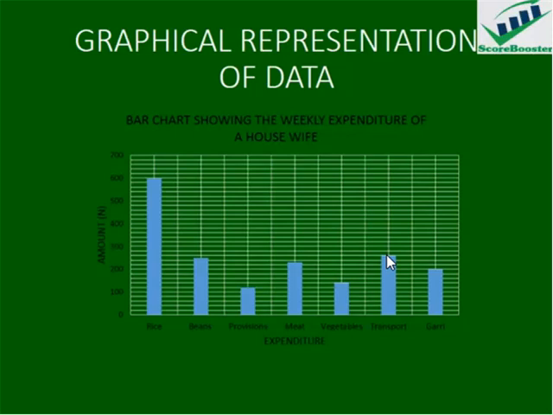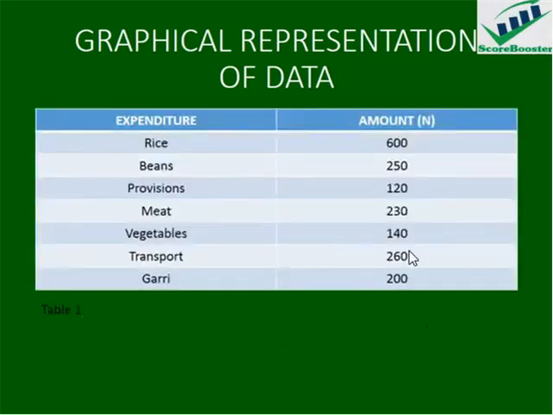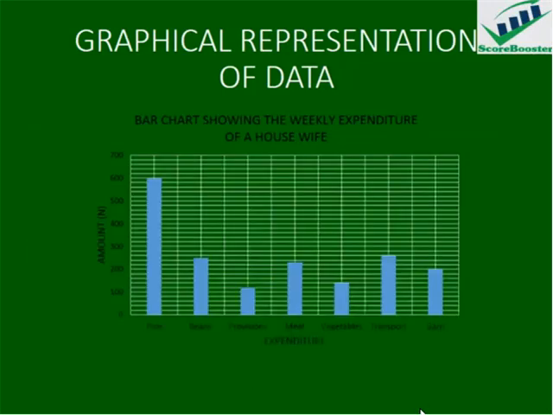Transport is 260 and garri is 200. So this is a simple bar chart because we have a single bar. You can see a single bar for each data. So that is all about a simple bar chart.